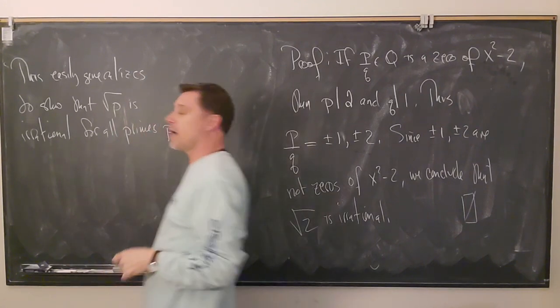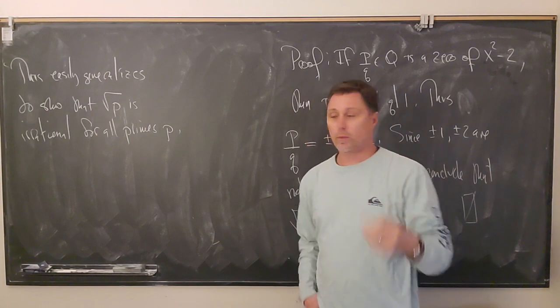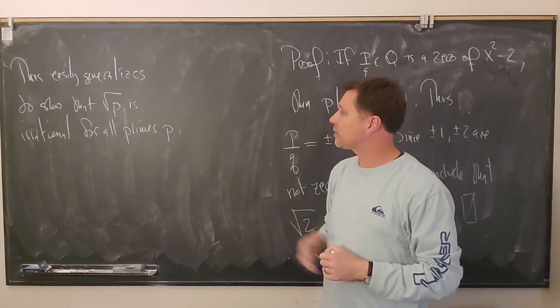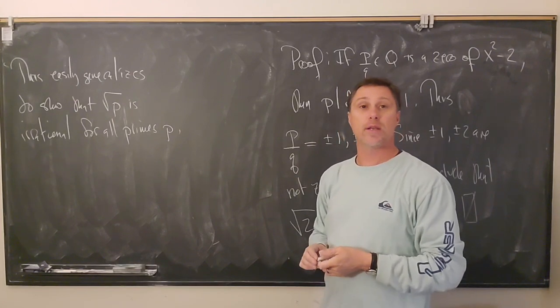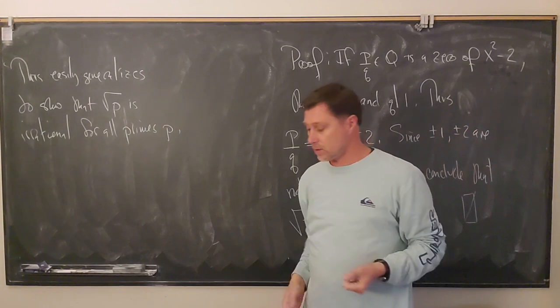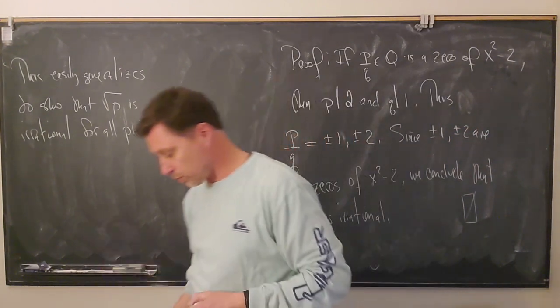This is a time when I wish that we were in the same room together so we could just talk about this. This is exciting, right? This is why math is fun, when you see, wow, here's another way to prove the square root of 2 is irrational, and then it generalizes to all square roots of primes.